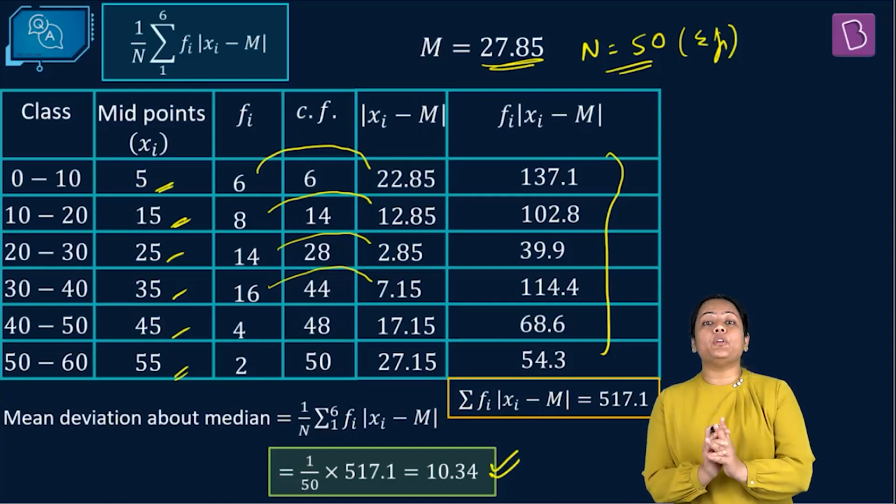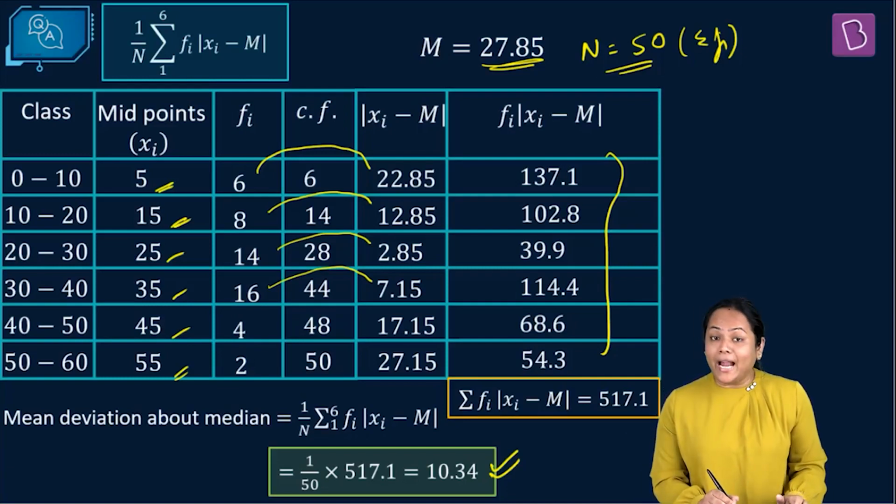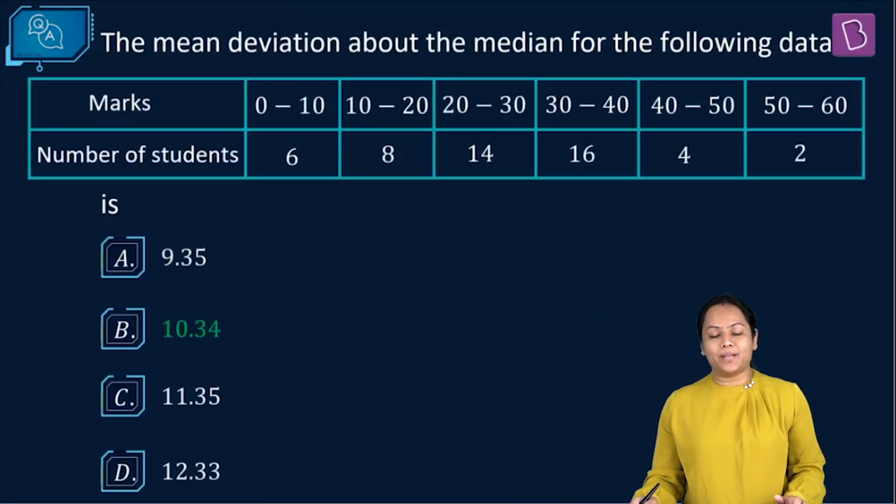And guys, I hope you remember now how to find the mean deviation when you have a continuous frequency distribution. Understood? Perfect. And if we look at the options now, we can say that our answer will become B.